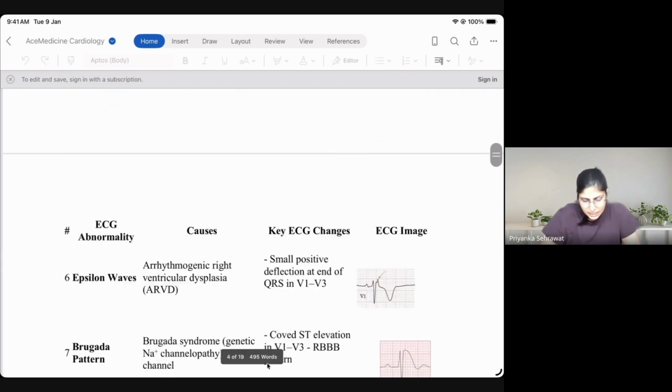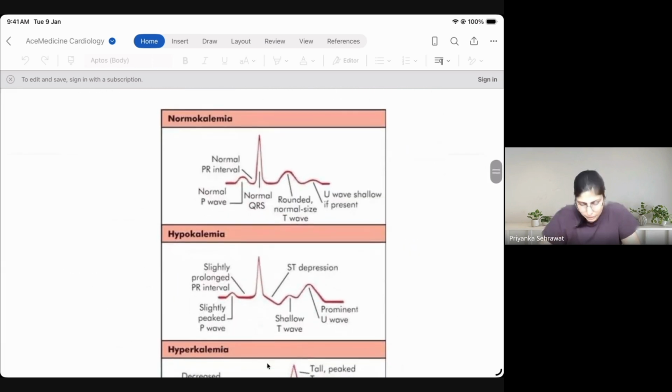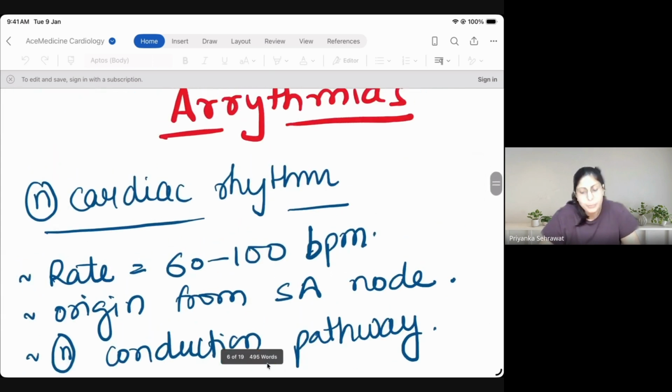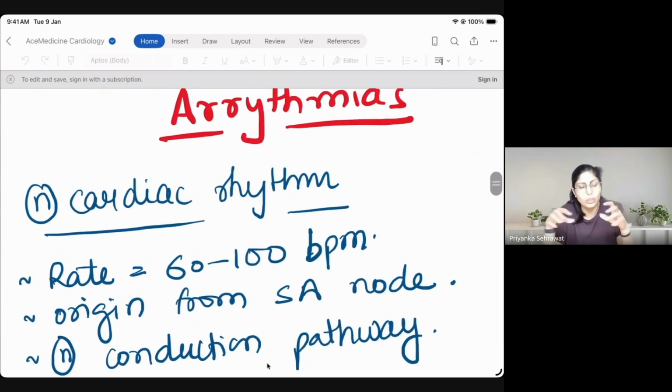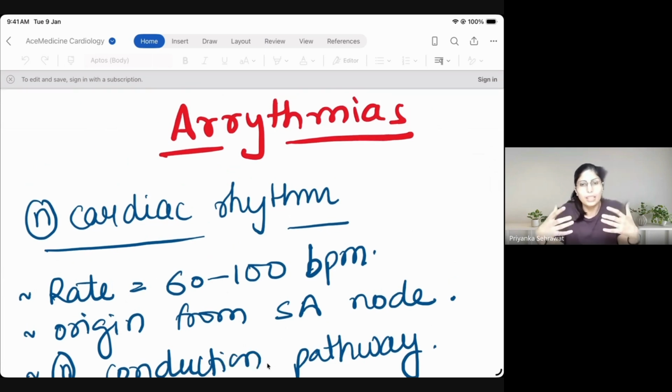Okay, these ECG changes or ECG atlas we are going to look at tomorrow in our atlas, in our PPT. Now let me tell you the basics of arrhythmias. What are the basics of arrhythmias? So first of all, what is normal cardiac rhythm? Arrhythmia is abnormal rhythm. What is normal cardiac rhythm?